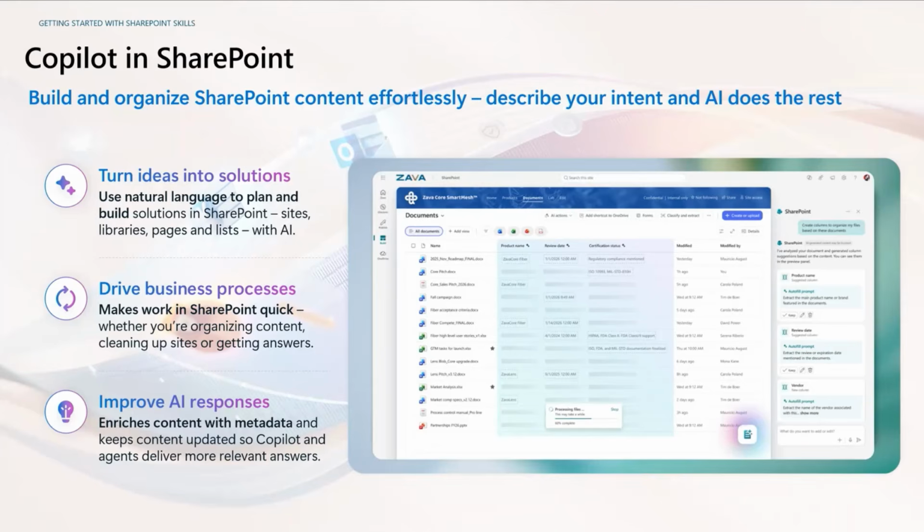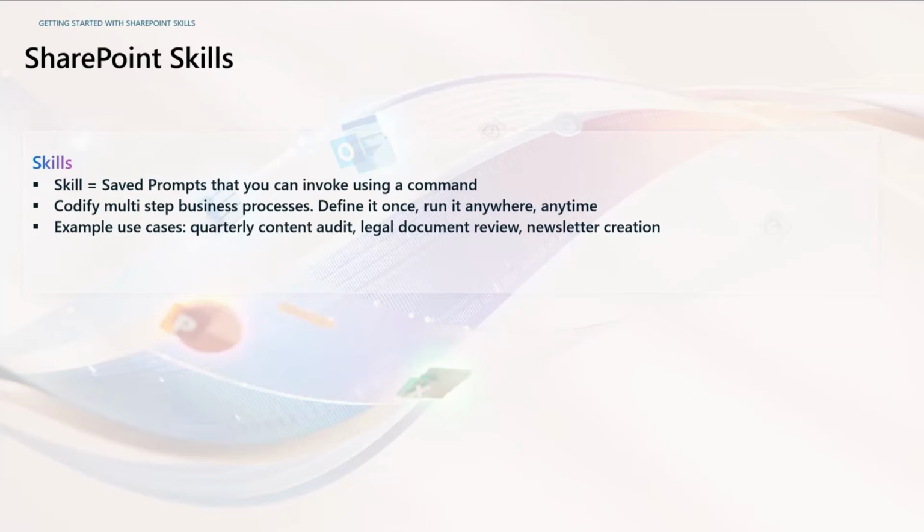With Copilot in SharePoint, you experience agentic content management where AI will do the heavy lifting for you from a content curation and management standpoint. For example, you can tell SharePoint to plan and build a solution, or you can tell SharePoint how to organize a library or flatten a folder structure, and it'll do it for you. Or even better, you can use SharePoint to get your content ready for Copilot by keeping it up to date and augmenting it with metadata. So that's Copilot in SharePoint. And what's new with Copilot in SharePoint is skills.